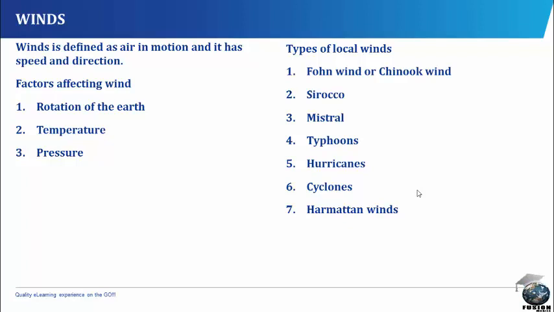3. Mistral. Mistral is a cold wind from the north and blows from the Rhone Valley towards the Mediterranean region. 4. Typhoons. Typhoons occur mainly in regions between 6 degrees and 20 degrees north and south of the equator and are very frequent from July to October, for example in the tropics such as in China. 5. Hurricanes. Hurricanes are found in the West Indian Islands in the Caribbean. They have calm and rainless centers where the pressure is lowest.